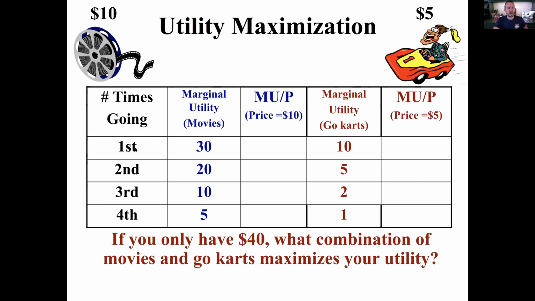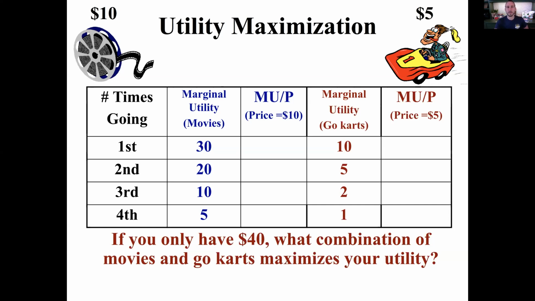The column on the left tells you how many times you're going, so how many movies or how many go-karts. And then it gives your marginal utility per movie and your marginal utility per go-kart. Without looking at the price, you'd go see a movie, then a movie, then a movie again: 30, 20, and 10. But when you put a price to it, it changes the equation a little bit, right?